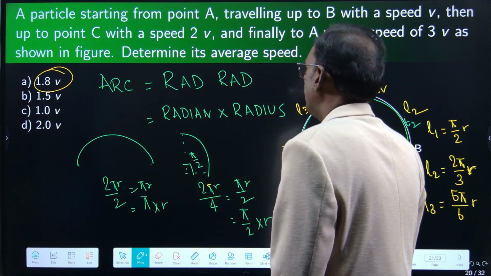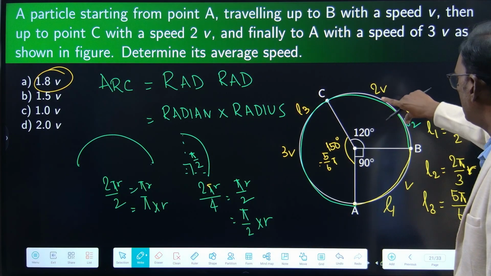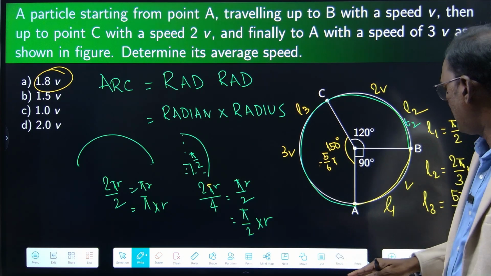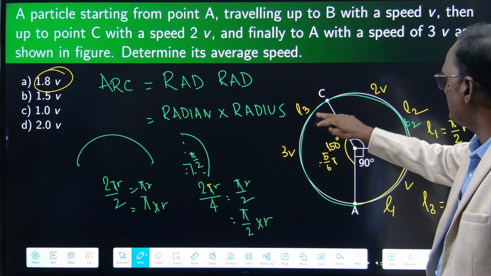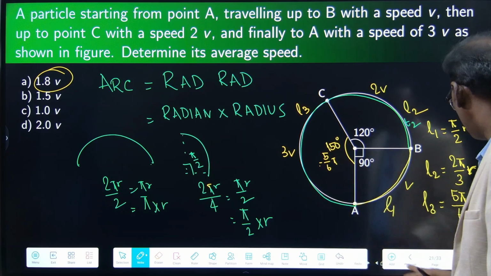So arc length is radian into radian. This length, this length, this length I am calculating separately because v is given, v, 2v, 3v, we need total time. That is the idea.